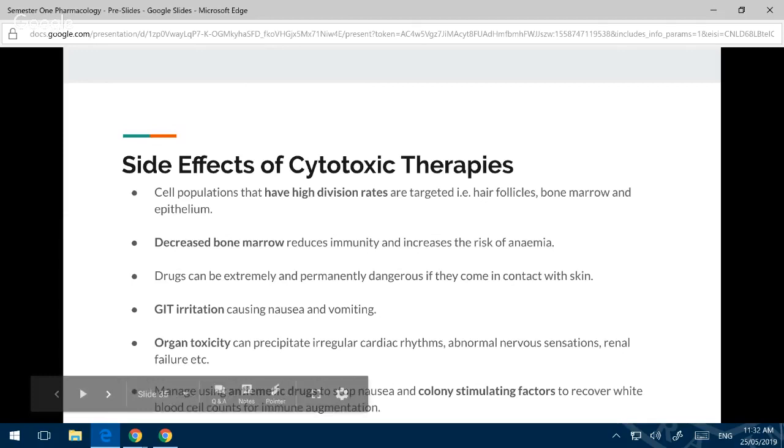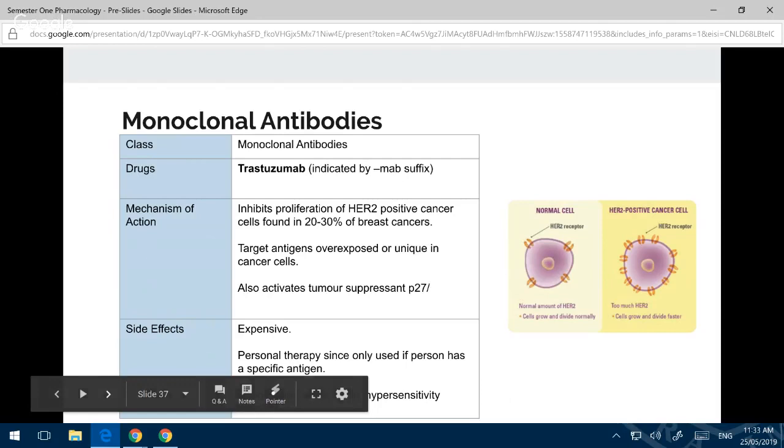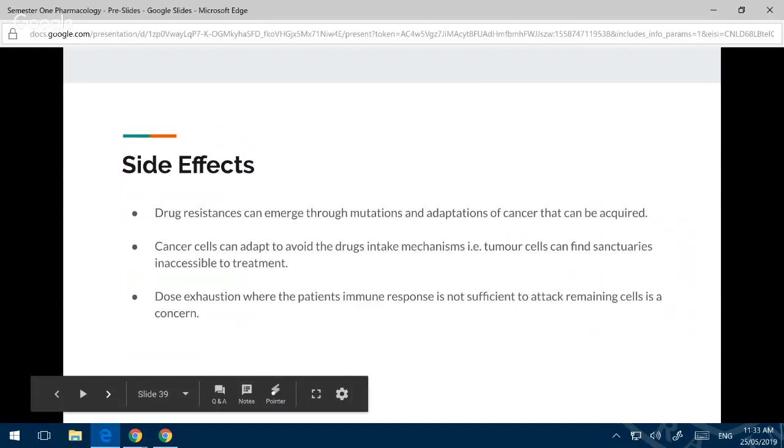Okay, so these are the new emerging and developing treatments that faculty are obviously really excited about. We have monoclonal antibodies. Just remember these by their suffix, so mab at the end. This is a breast cancer specific one, but I'm sure there are other ones. Interferons and interleukins are immunomodulating agents that modify the biological response. And of course, there are side effects as well. These are always very expensive, keep in mind. And of course, we have things like mutations that can develop resistance, and cancer cells can actually adapt to avoid drug intake mechanisms. Again, these are the side effects.